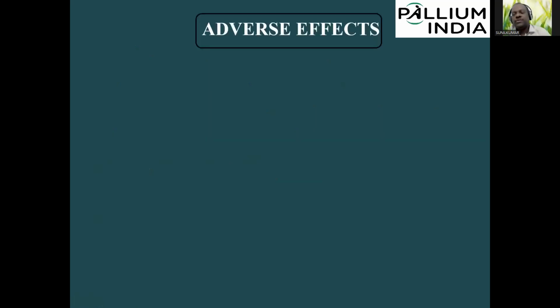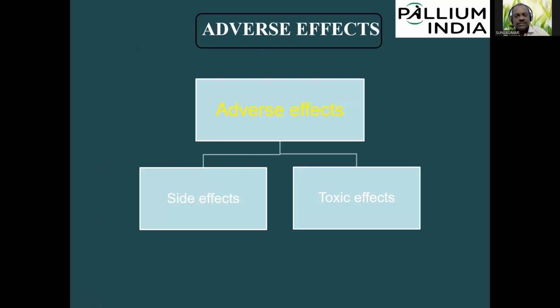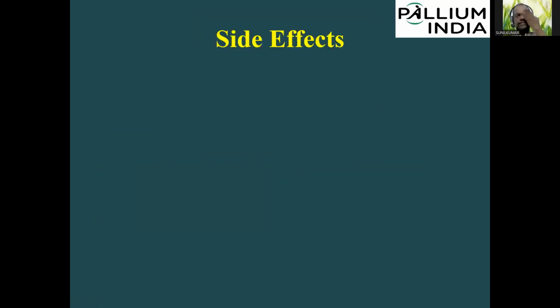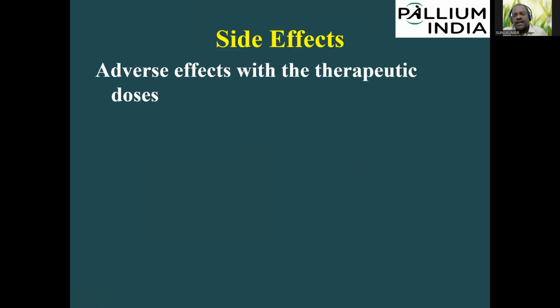So now I am moving on to adverse effects. Adverse effects can be divided into two. One is side effects and the other one is toxic effects. So what are side effects? Side effects means these are the adverse effects with therapeutic doses. So you are giving morphine or any other opioid to a patient and the patient has good pain relief. Even then the patient can have some adverse effects, which are known as side effects. So what are the side effects? Can anybody tell me?